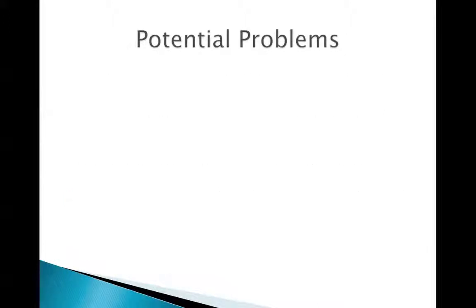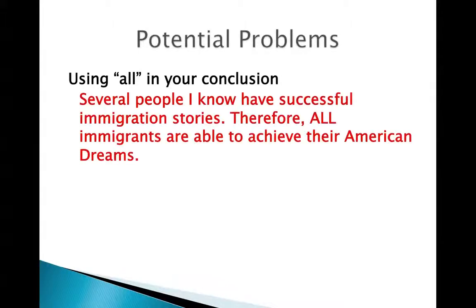There are potential problems with induction, such as using "all" in your conclusion. For example, several people I know have successful immigration stories, therefore all immigrants are able to achieve their American dreams. That's actually probably not true. Okay, there are many examples of immigrants who come to the U.S. and actually are not that successful and may leave, or they may struggle through a life of poverty, on the boundaries of society. Okay, so using "all" is very problematic.